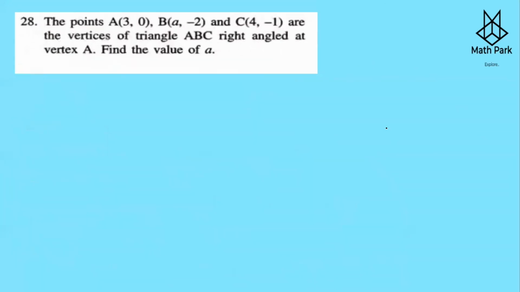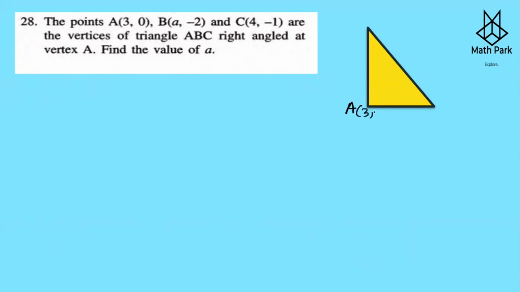The last question of this exercise: the points A (3, 0), B (a, minus 2), C (4, minus 1) are the vertices of a triangle ABC right angled at vertex A. Find the value of a. So here what we'll do is, let us take this as a right triangle. It is right angled at A. So let us write this, right angled at A.